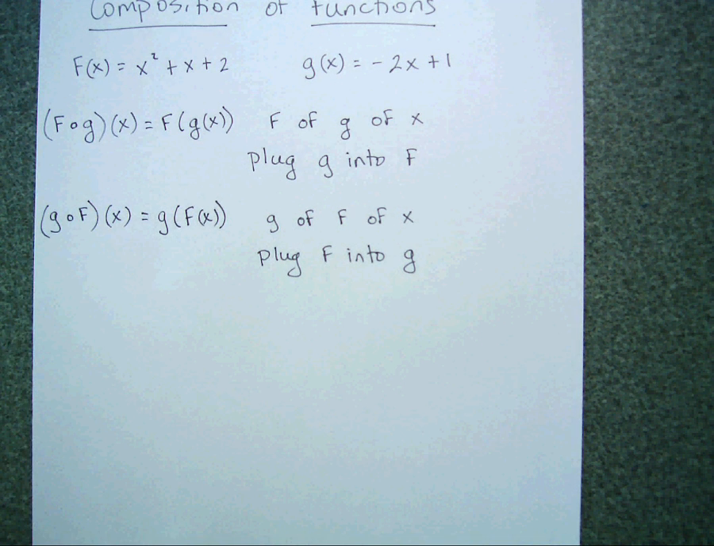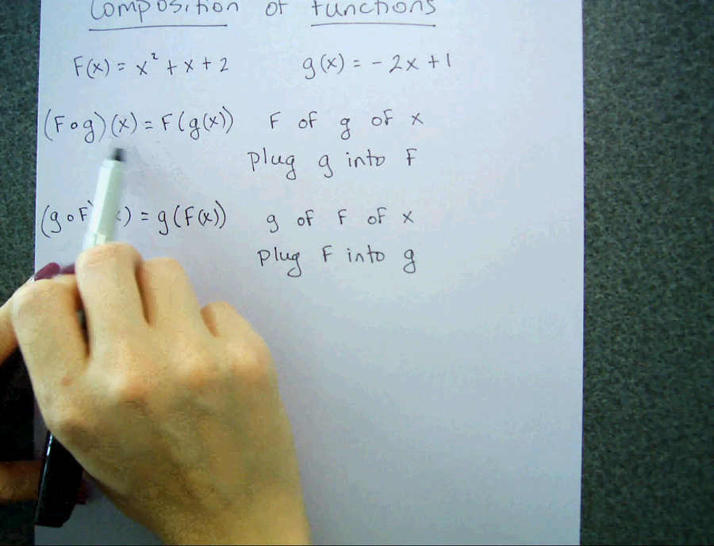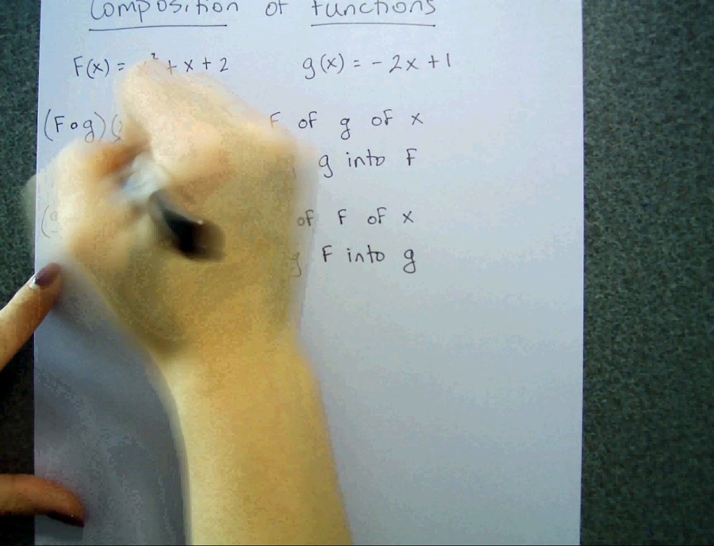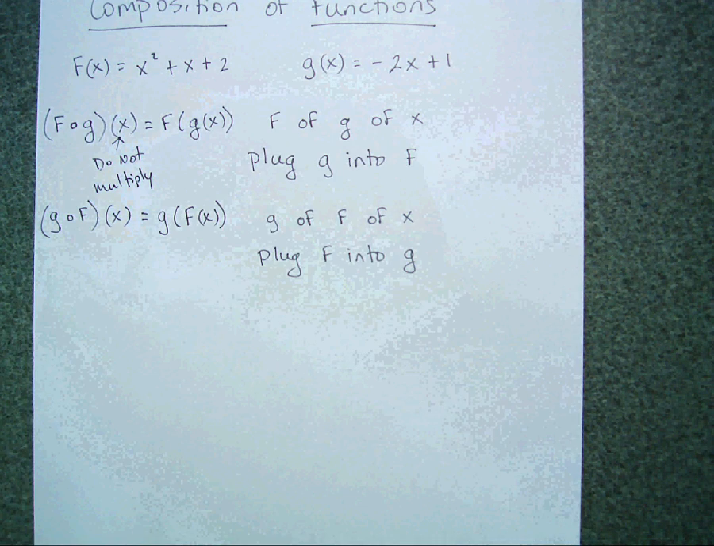Again, just like with all the other operations we've looked at, this x that's off on the side, we do not multiply by this. This is simply telling you what you plug in. Okay? Do not multiply.